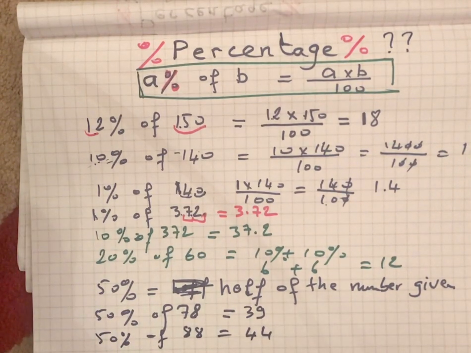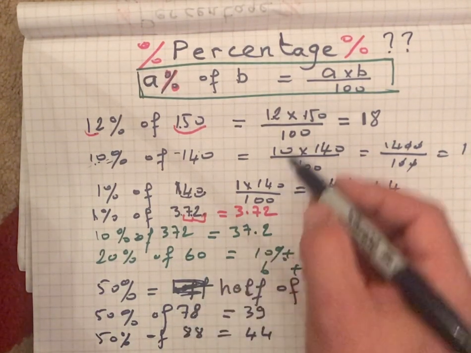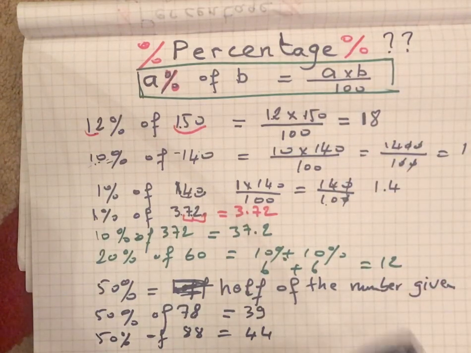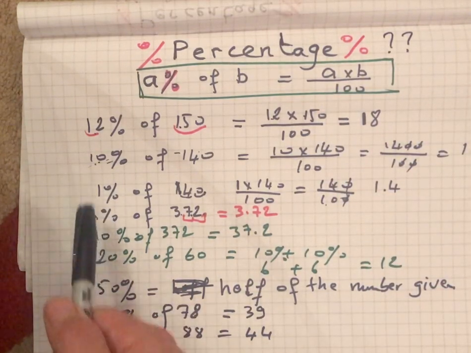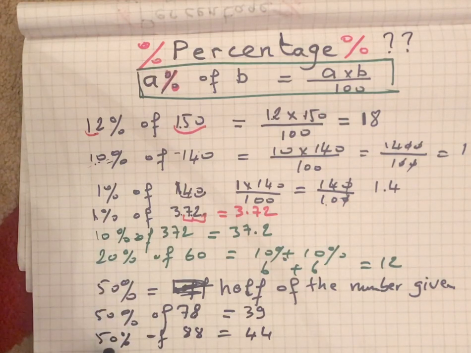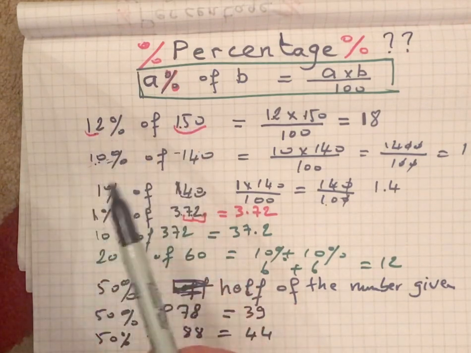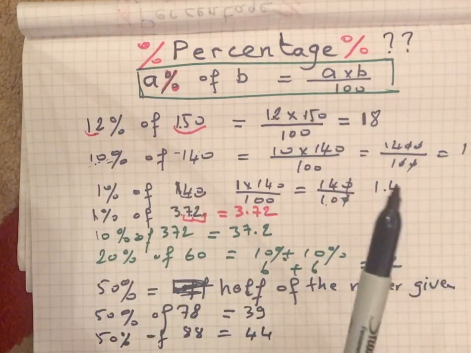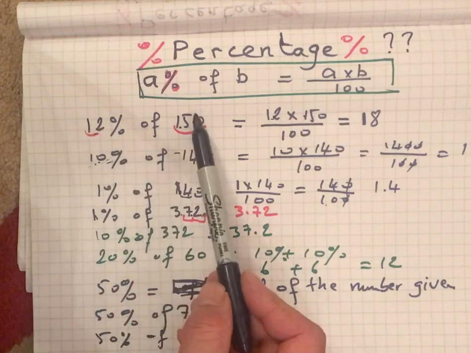So it's really straightforward and easy to work out the percentage of any number. You can do it by breaking it down into 1%, 10%, 20%, and it goes like that, 50%. But the easy and straightforward way, if you have a calculator, is to multiply the two numbers together and divide by 100. Remember, multiply the two numbers together.